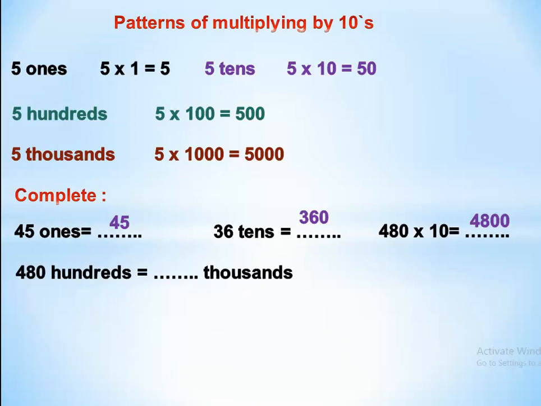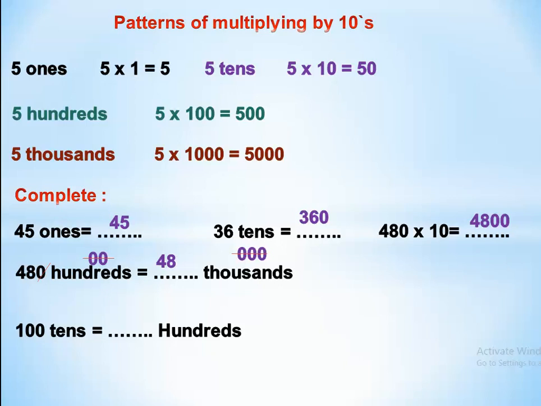480 hundreds equals how many thousands? Okay, how many zeros in hundreds? 2. How many zeros in thousand? 3. Cross out the zeros from this side with the 3 zeros on this side, so the remainder number is 48.